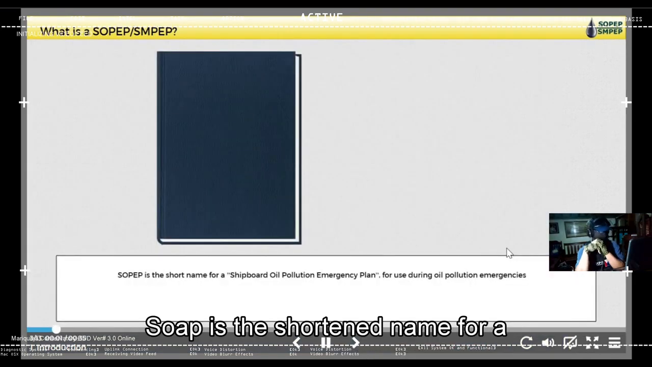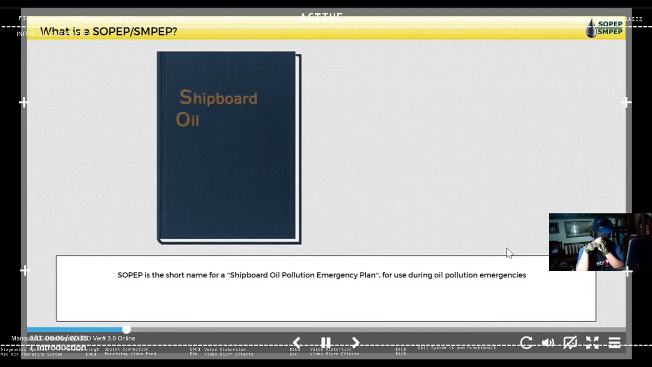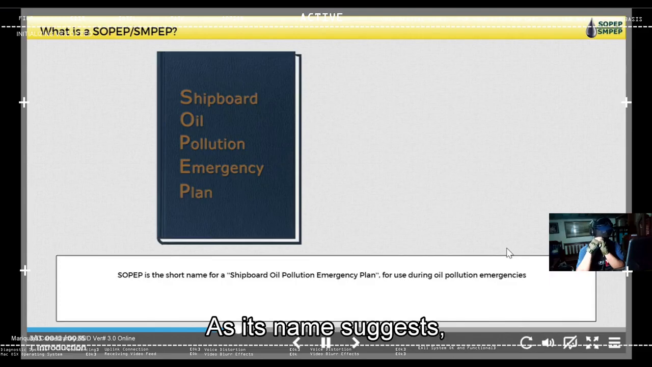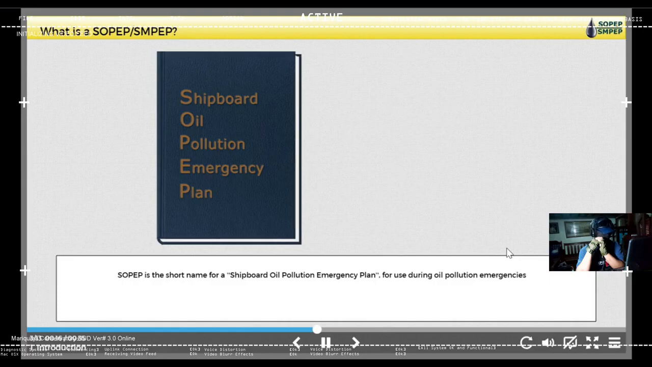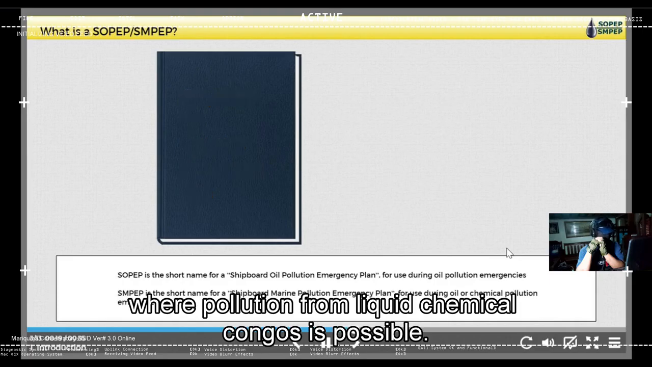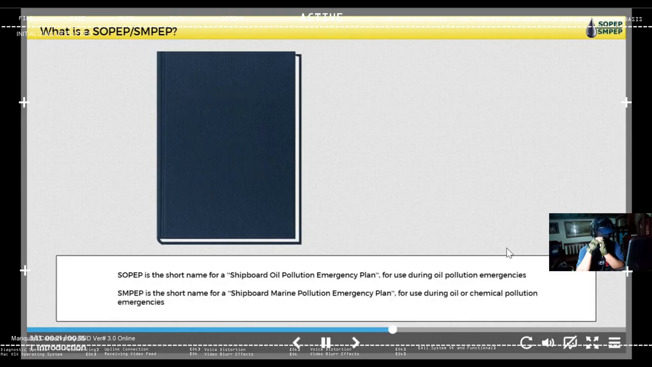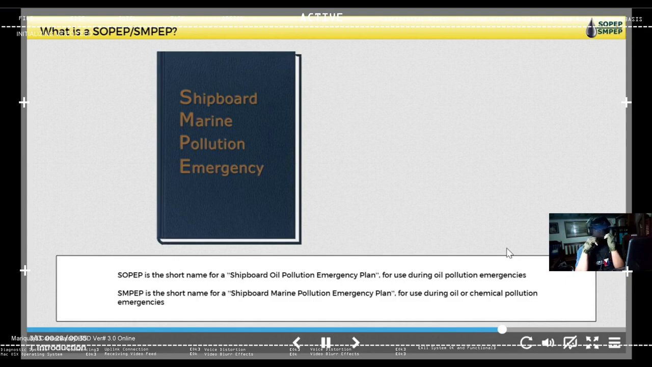Okay, so SOPEP is the shortened name for a Shipboard Oil Pollution Emergency Plan. As its name suggests, these plans are for use during oil pollution emergencies. Where pollution from liquid chemical cargoes is possible, a similar Shipboard Marine Pollution Emergency Plan, or SMPEP, is required.